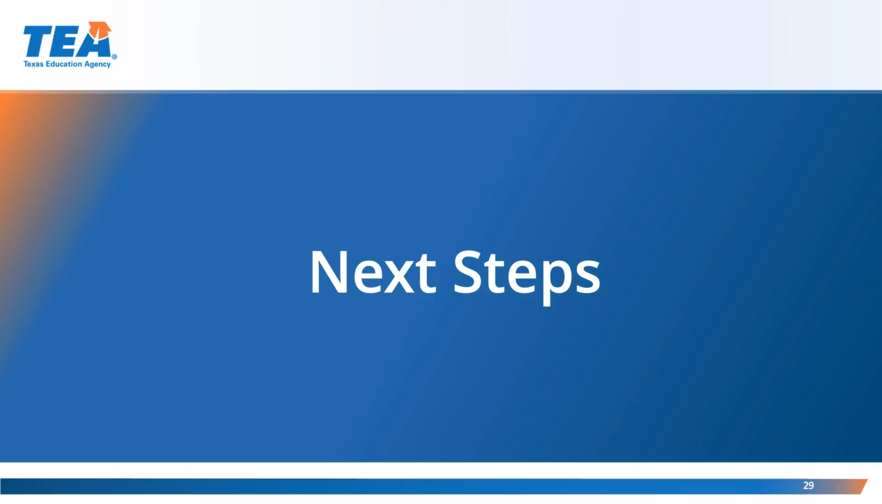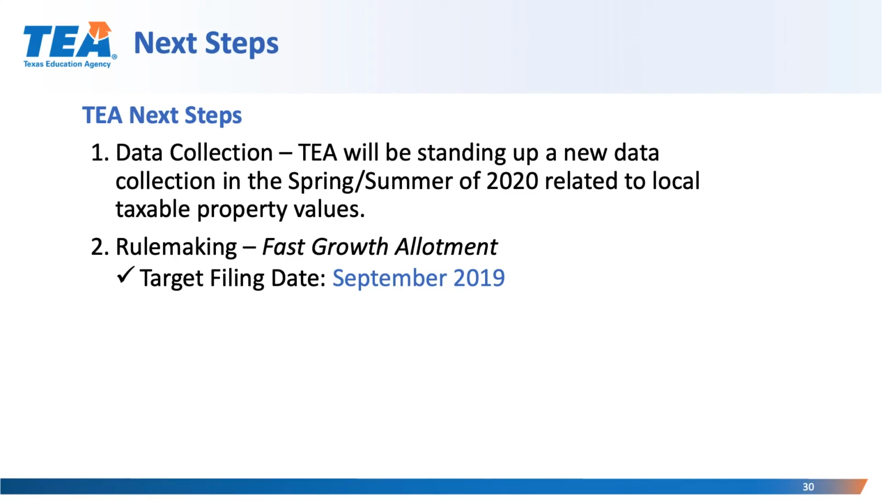So on to next steps. TEA's next steps, we will be standing up a new data collection in the spring and summer of 2020, where we will be wanting districts to submit to us those local appraised values that you get from your county appraisal district to assist us in making estimates and providing you with the maximum tax rate that you'll be able to adopt for your Tier 1 tax rate. And then in rulemaking, the fast growth allotment, as we discussed, target filing date for that is September 2019.